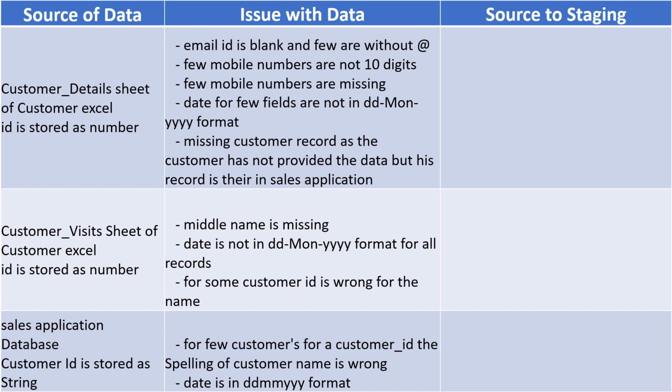Middle name is missing in the customer visit sheet. Date is not in DD Mon YY format for all records. For some customers, the ID is wrong for the name. In the sales application database, for a few customers, the spelling of the customer name is wrong for a customer ID, and the date is in DDMM YYYY format.